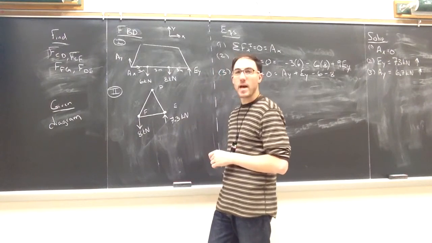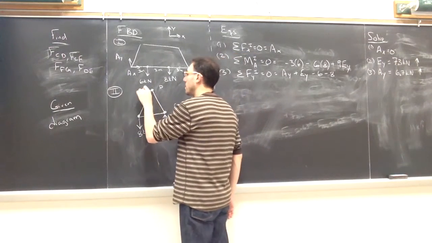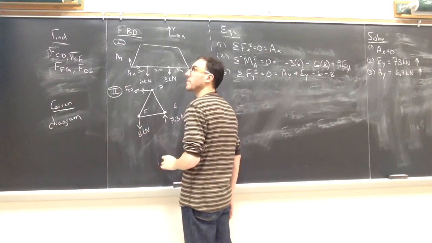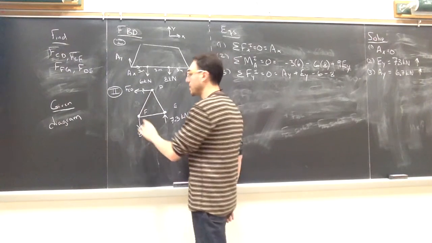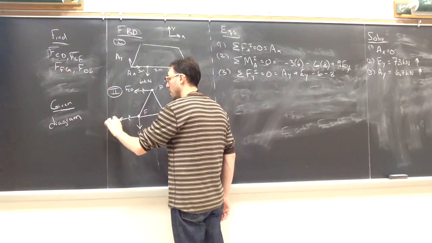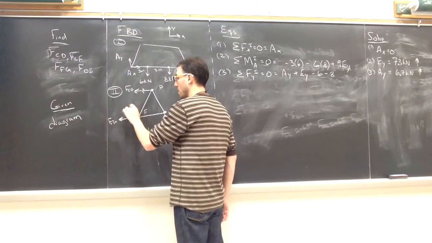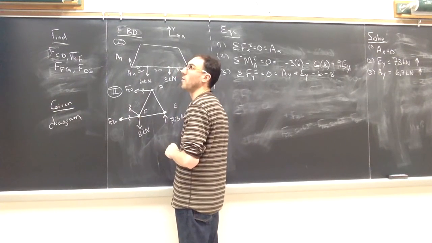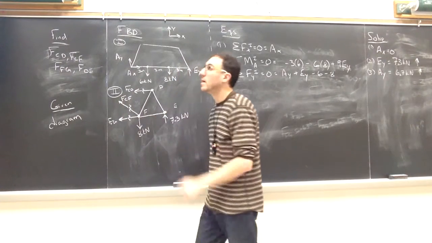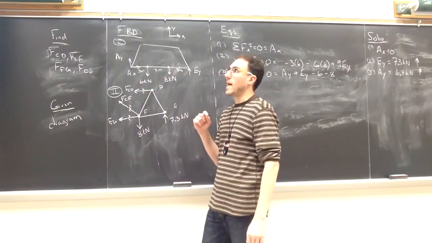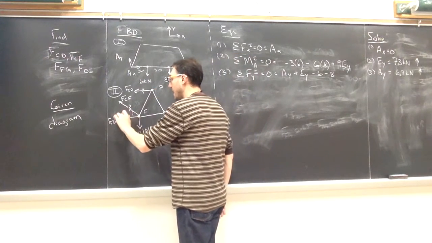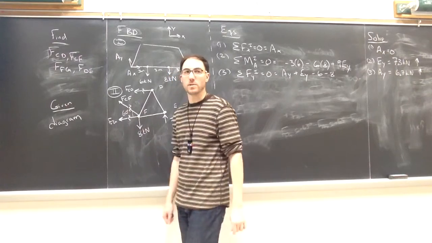Now for the three members that I cut through, I can now see the force CD, which is to the left. I can see the force FG. And I can now see the force CF. And because these are equilateral triangles that make up this truss, I know that the force CF is at a 60-degree angle from the horizontal.